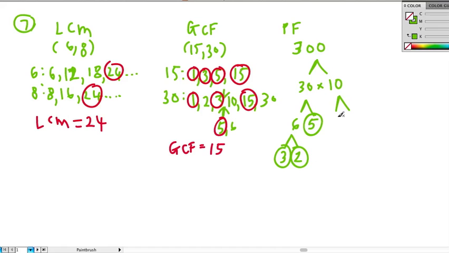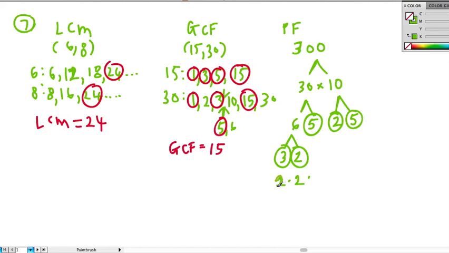We now need to go back to 10. So we've got 2 times 5. Now these two are both prime. So these two prime numbers here, if we multiply them, do give us the 10. So everything has a circle on it. These are all prime.